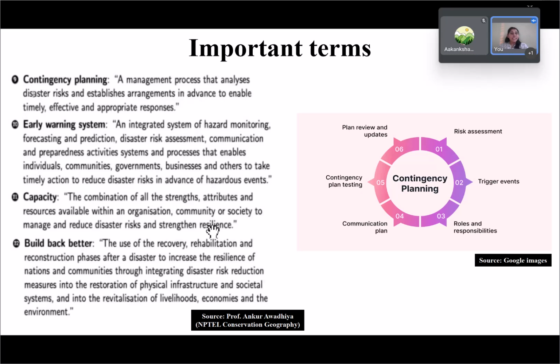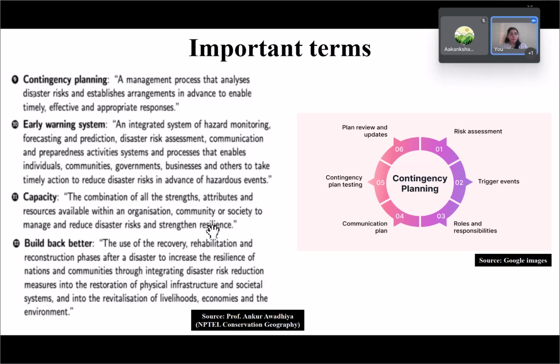Next, you have early warning system. So it's basically an integrated system of hazard monitoring, forecasting, prediction. You would have seen, right? There are so many weather forecast tools which say there's going to be flood, there's going to be sandstorm, there's going to be this. Why is it important? Because that enables humans to take precaution before the event actually takes place. So that's also part of your disaster management, and that's very important.